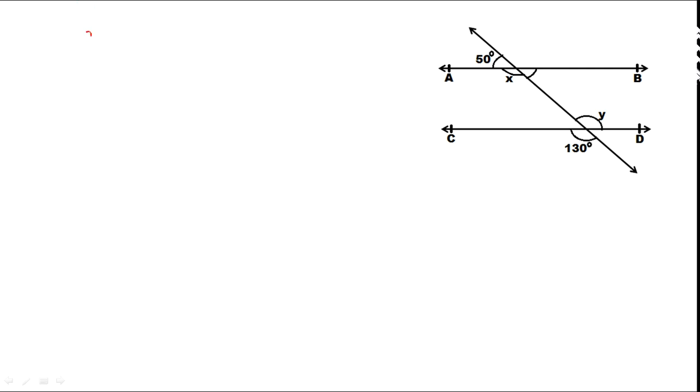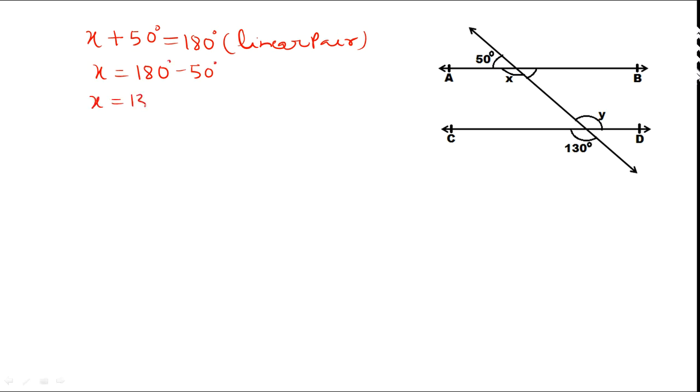I am writing x plus 50 degrees is equal to 180 degrees. The reason is linear pair. Both the angles are formed on the same line, so this is a linear pair. So x is 180 minus 50 degrees, that will give us 130 degrees. So the value of x is 130 degrees. Sorry, I cannot say that x is equal to y, because AB and CD are to be proved parallel. So we cannot consider them parallel.